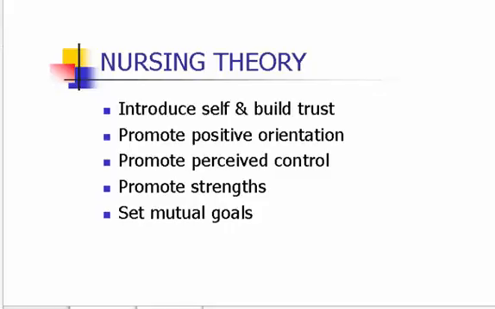Nursing theory. Be sure to introduce yourself and work on building trust, and that's going to be the most important out of all five of these that are listed. Introducing self and building trust, promote positive orientation, promote perceived control, promote strength, and set mutual goals. This is called the five aims of intervention that can become the foundation for all work with the schizophrenic patient.